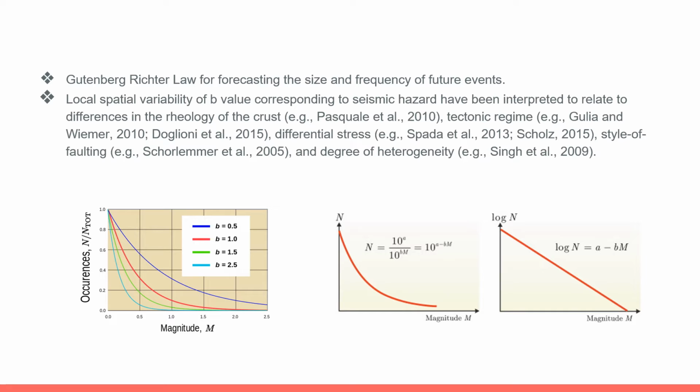Now, this B value is very important in seismic studies. It is commonly used to describe the relative occurrence of small and large events. The low B values correspond to more active zones, and higher B values correspond to less active zones. Now, this B value can also be related to differences in geological factors of the crust, tectonic regime, differential stresses, style of faulting, and degree of heterogeneity.